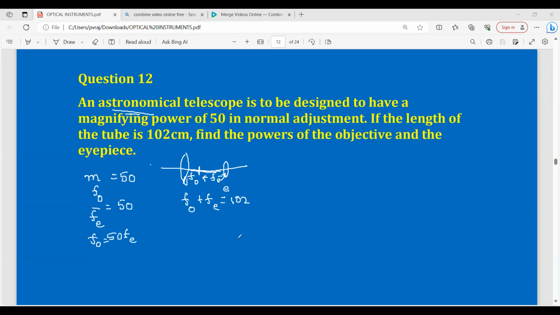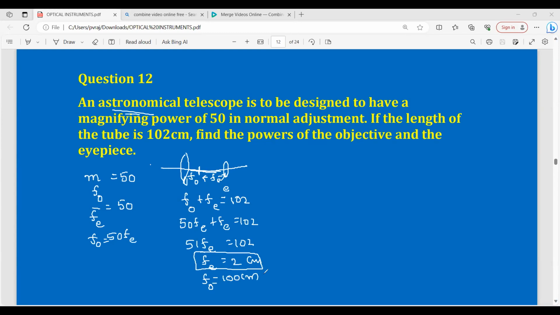Okay. Now, see here, FO equal to 50 FE. Now you write down FO equal to 50 FE plus FE equal to how much? 1 or 2. 50 FE plus 1 FE will be 51 FE equal to 1 or 2. Then FE will be 1 or 2 by 51, which is equal to 2 centimeters. And what is the focal length of the objective then? For the eyepiece it is 2, for the objective it is 50 into 2, so that will be 100 centimeters.